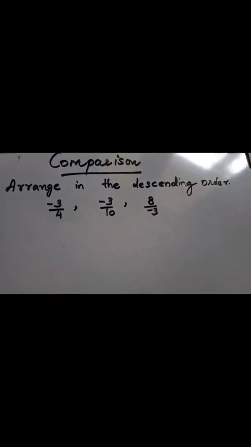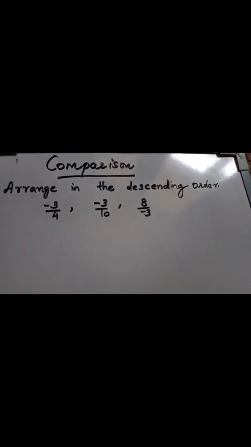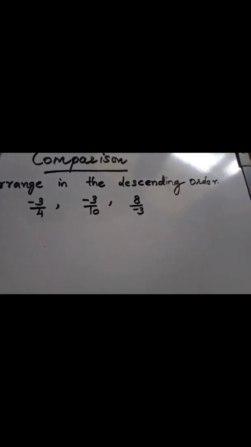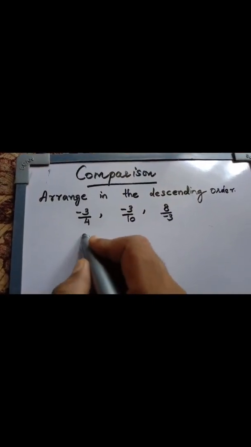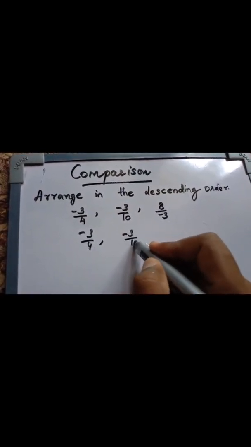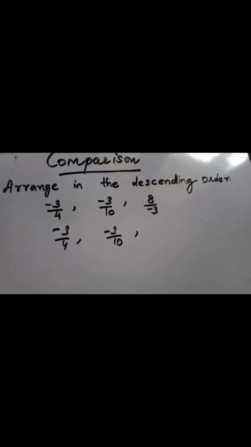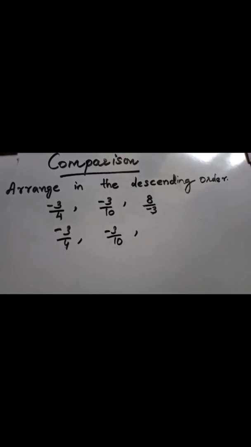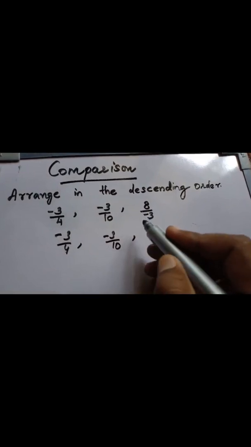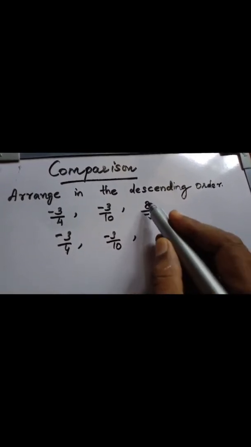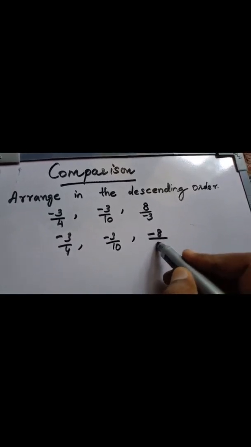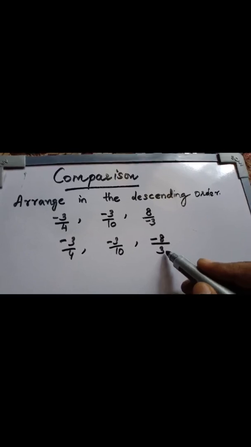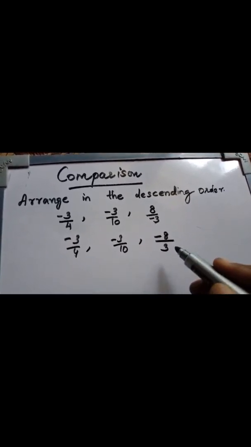And we have three rational numbers, minus 3 upon 4, minus 3 upon 10, and 8 upon minus 3. The first two rational numbers have a positive denominator, while the third one, 8 upon minus 3, has a negative denominator. So we should change it into positive. Now, the third rational number, 8 upon minus 3, can be made into a rational number with positive denominator by multiplying both numerator and denominator by minus 1. 8 multiplied by minus 1 will become minus 8, and minus 3 multiplied by minus 1 will become plus 3. Now, the denominator is positive. After making the denominators positive, we should take the LCM.